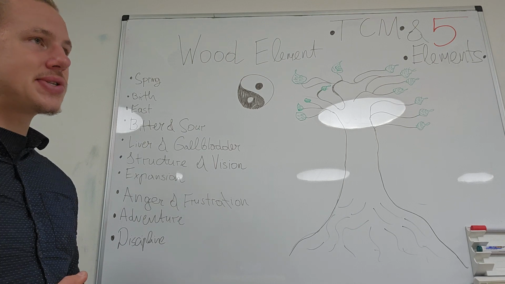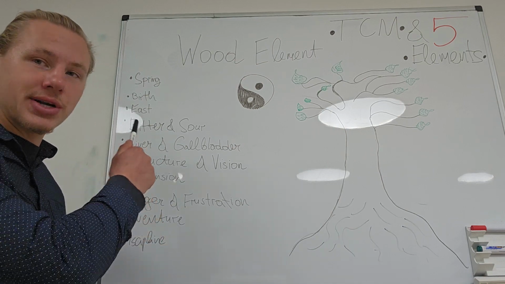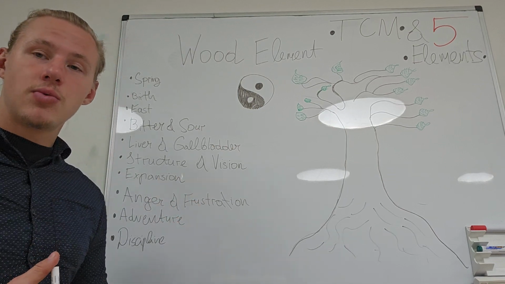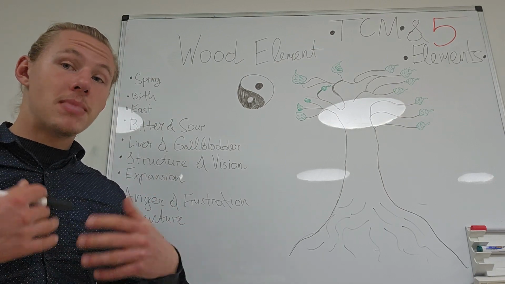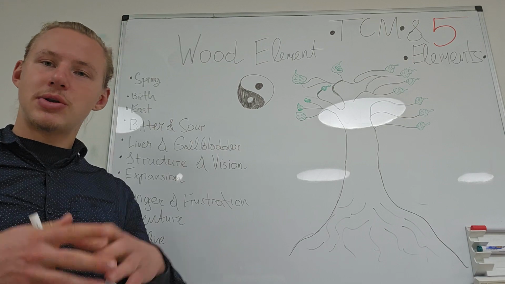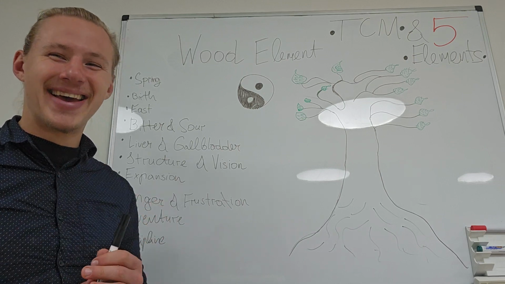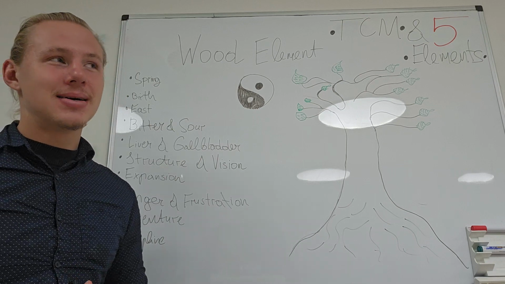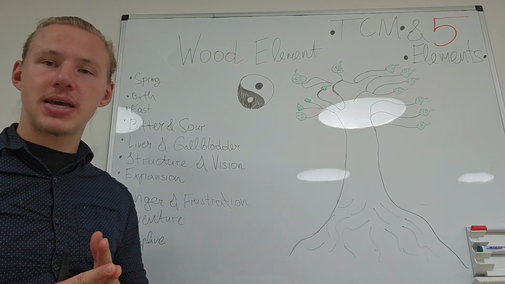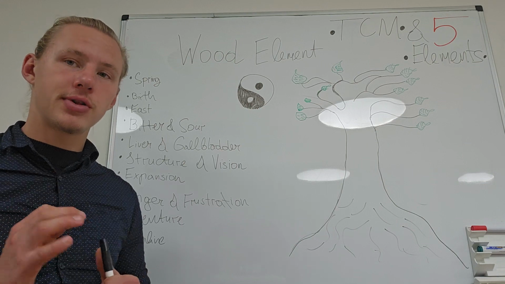Now the preferred tastes are bitter and sour, and that's very much connected with the organs that the wood element governs, which are the liver and gallbladder. As you know, the liver is concerned with your metabolic processes, converting, for example, proteins to amino acids, and then using those amino acids in the body, so that biotransformation happens in the liver. But more importantly, the liver is concerned with detoxification processes. Here we have phase 1, phase 2 detoxification, and this organ is super important to keep your body clean and working efficiently from that perspective.